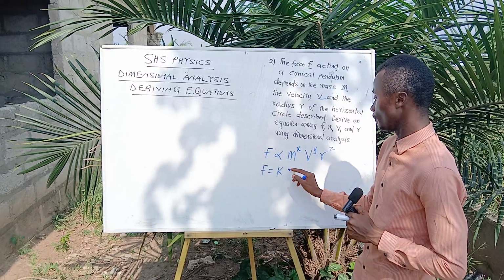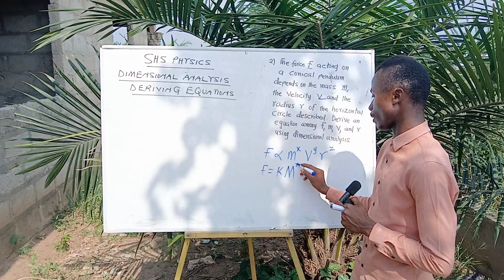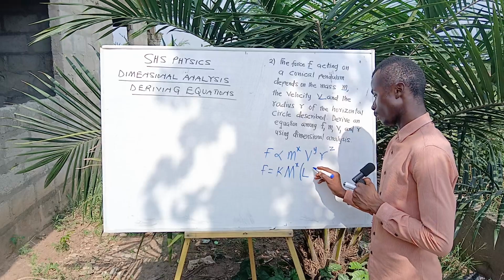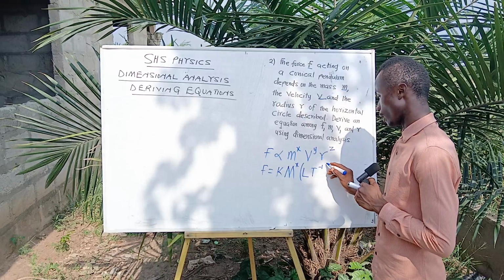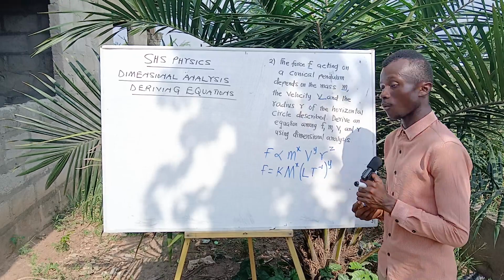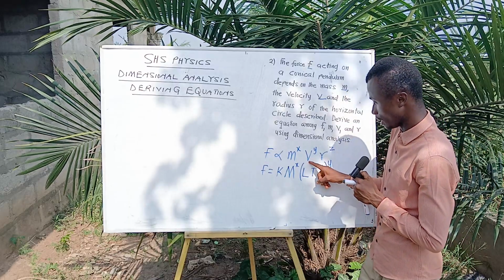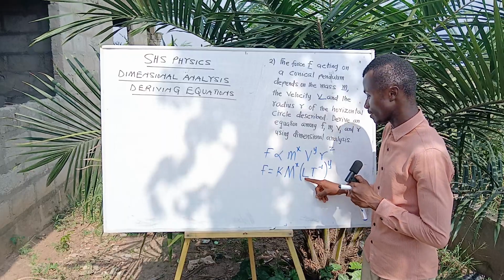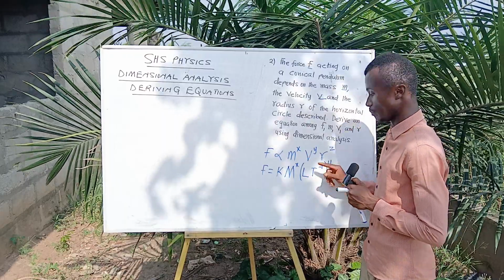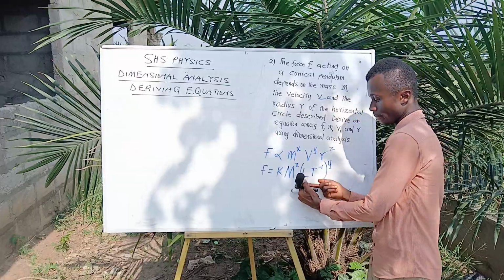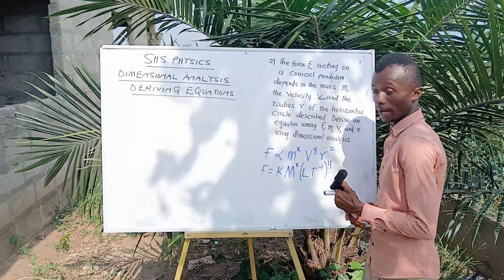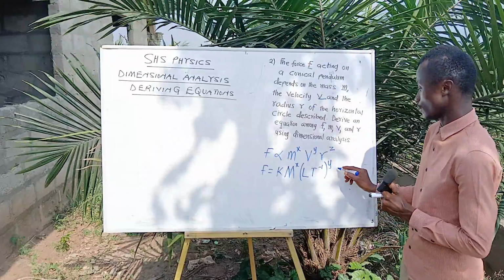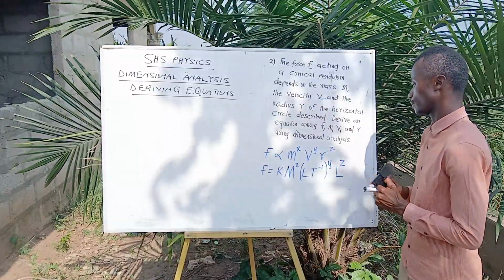The dimension for M is capital M, of course to the power X. The dimension for V is Lt to the power negative 1, all to the power Y. So the dimension of V is Lt to the power negative 1, which is displacement over time, and over time means t to the power negative 1. So this represents the dimension for v, so all to the power y. And the dimension for r is l, so to the power z.